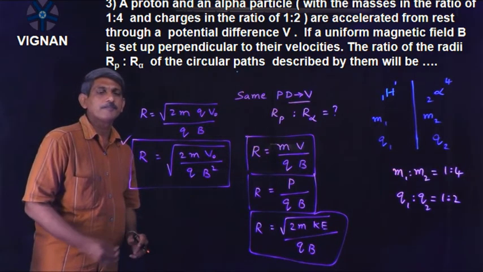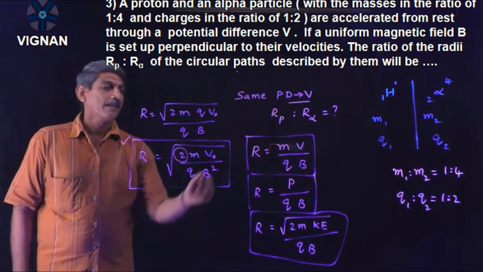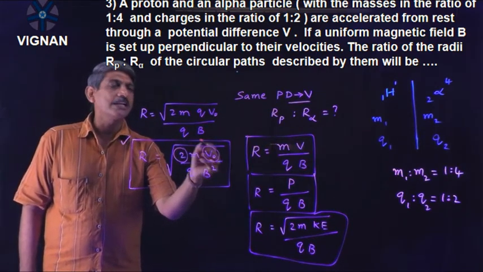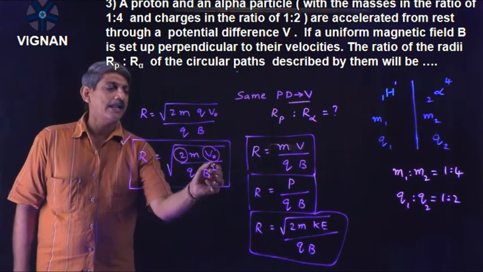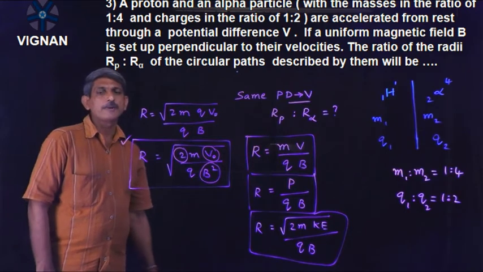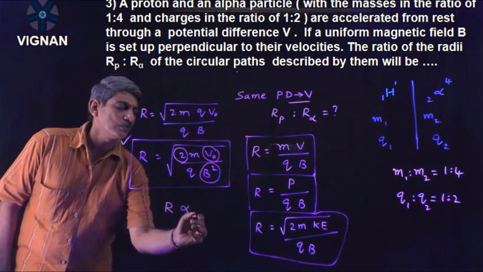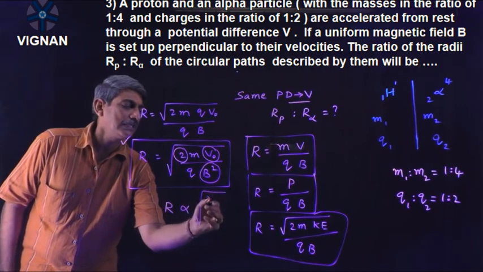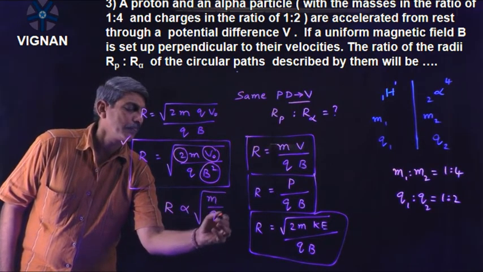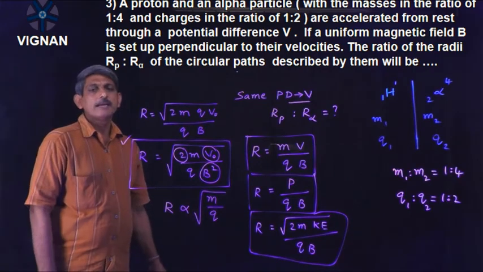So we select this equation: r is equal to square root of 2mV naught divided by qB square. In this equation, 2 is constant. The accelerating potential V naught is the same for both the particles, and the strength of the magnetic field B is also the same for both the particles, so we can write r is proportional to square root of m by q.